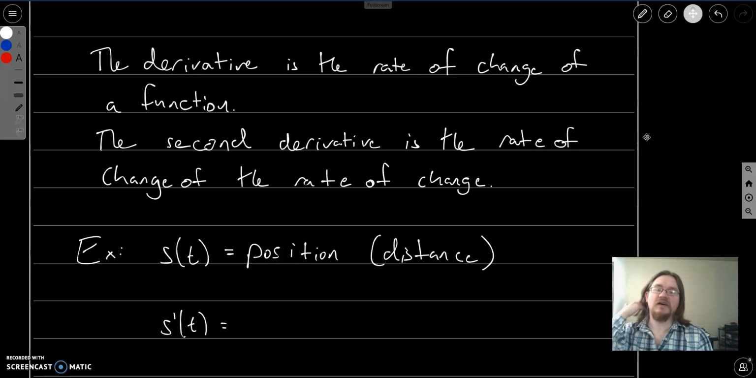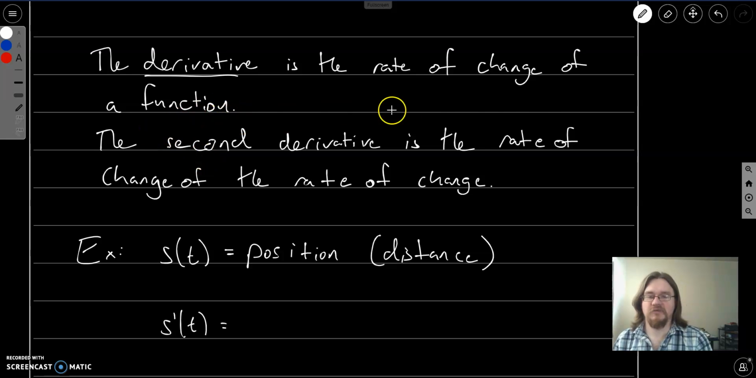Hello and welcome back. The last video on the section of higher order derivatives is going to be looking at what derivatives, and maybe even second derivatives or higher, even mean. One thing we should keep in mind is that the derivative of a function is the rate of change of that function. So it's looking at how fast this function is changing.